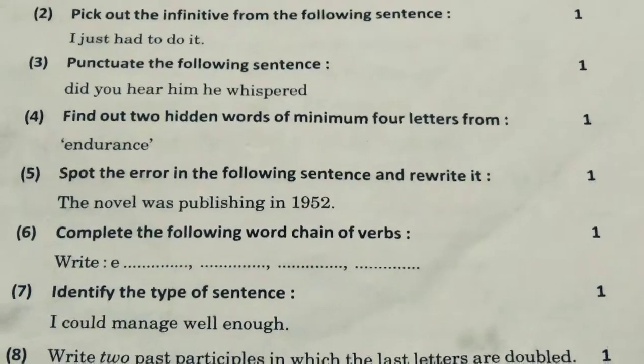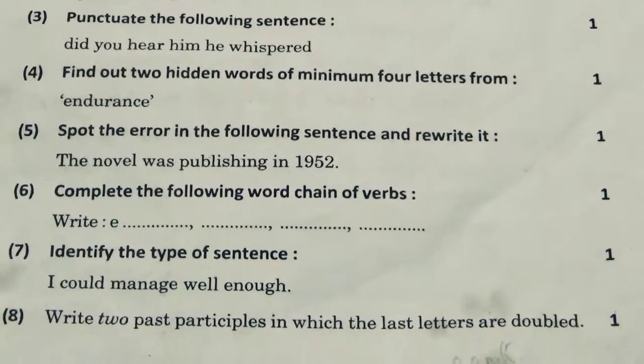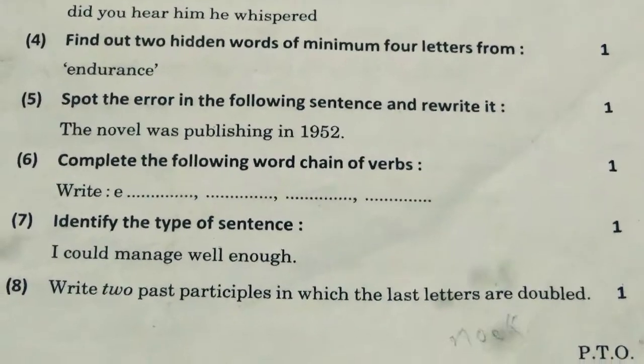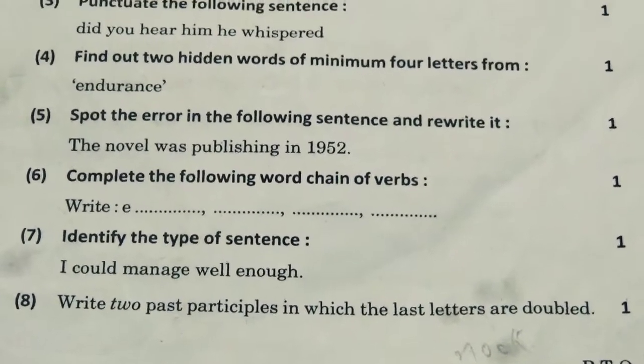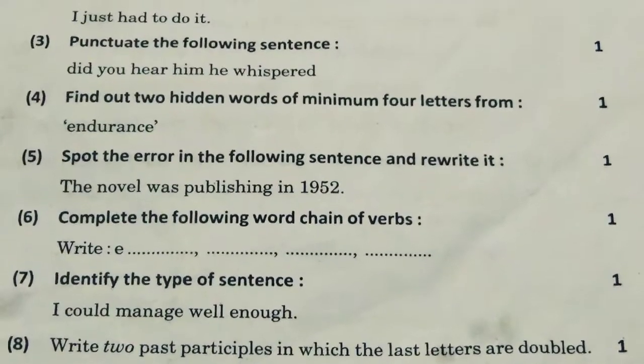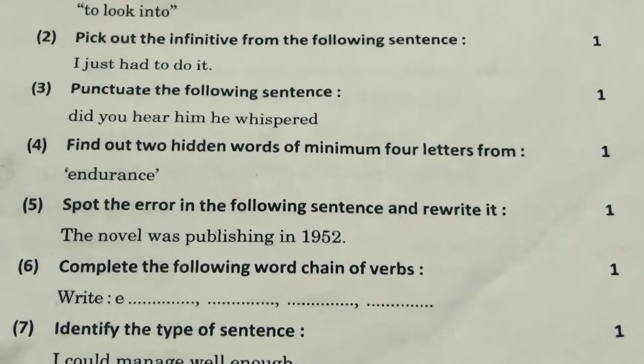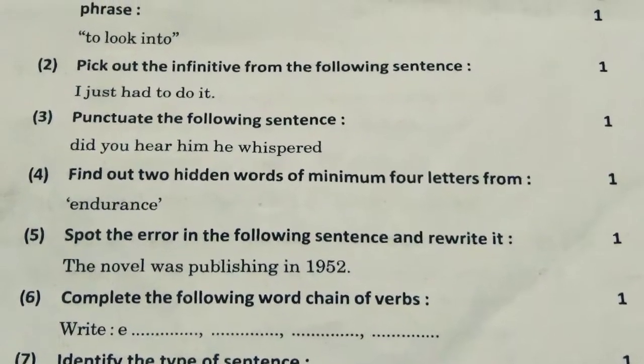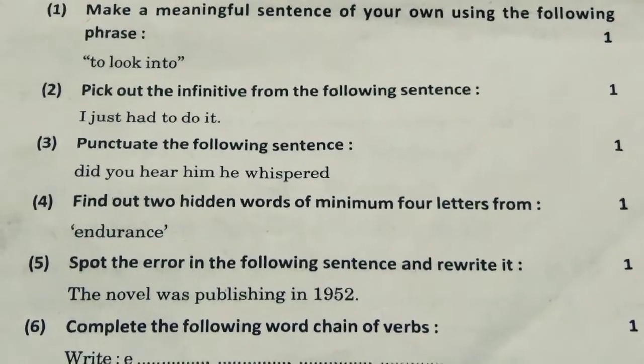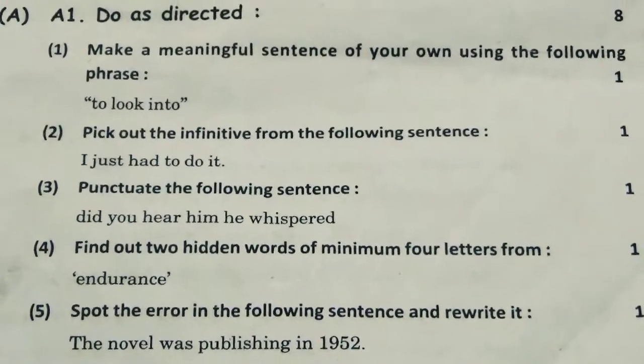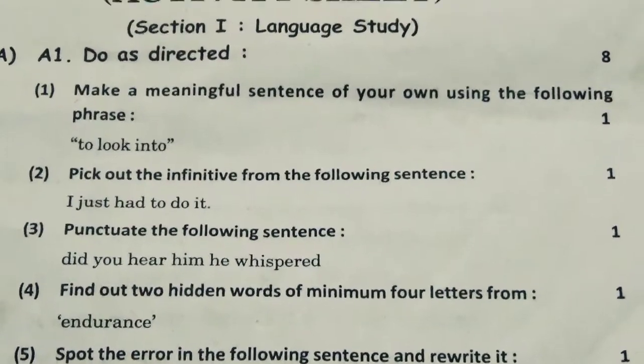This is the first question paper of the new course, which is based on activity, and the board has decided to take 100 marks questions. So the first section is totally dedicated to the grammar part, where they have asked things like infinitives, finding out the hidden words, or the chain words. So this is totally based on grammar. It is objective type.